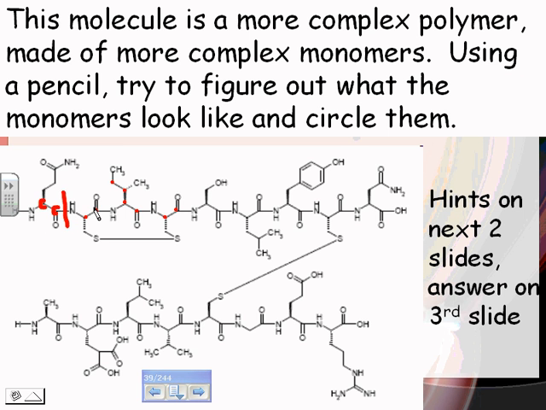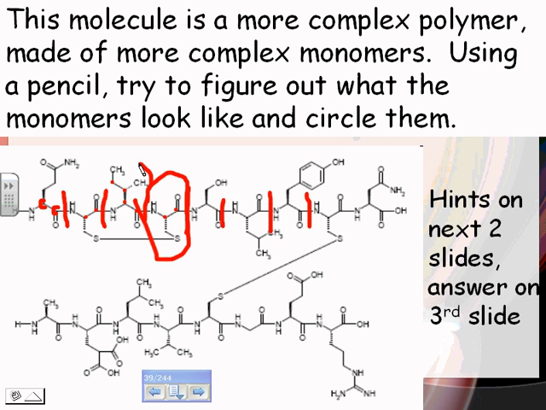Nitrogen, carbon, carbon. Nitrogen, carbon, carbon. In fact, you can even look at it this way: nitrogen, carbon, carbon with an O. Nitrogen, carbon, carbon with an O. You see the pattern so far? So here is a monomer.